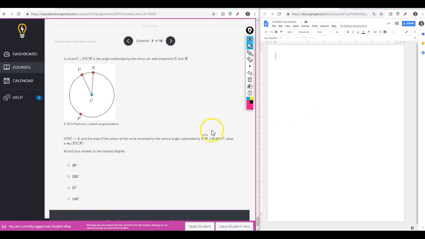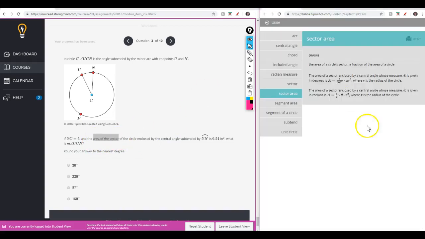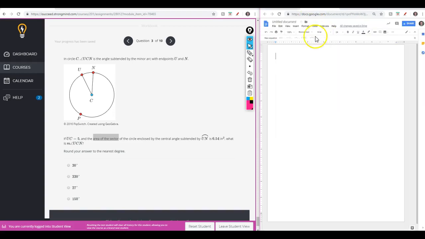Okay, so this was the area of a sector. Again, in the key terms, the area of a sector, it wants it in degrees, so I'm going to use this formula for it in degrees. We have that the area is equal to theta divided by 360 times pi r squared, which is the area of the circle.